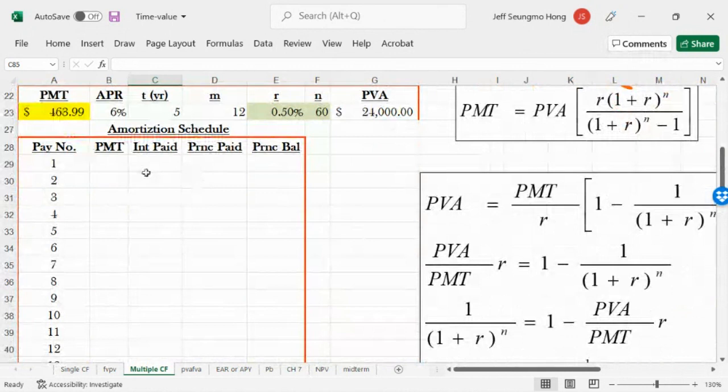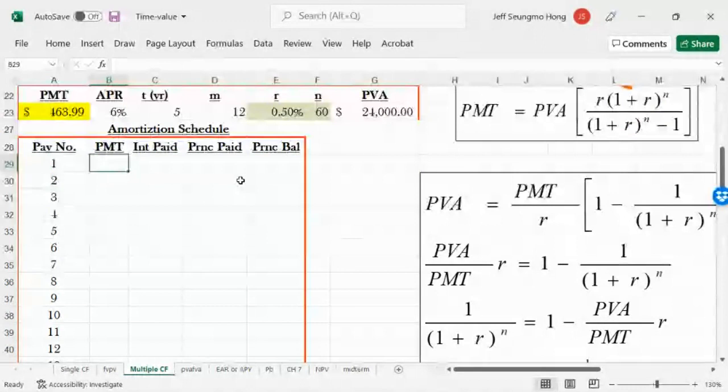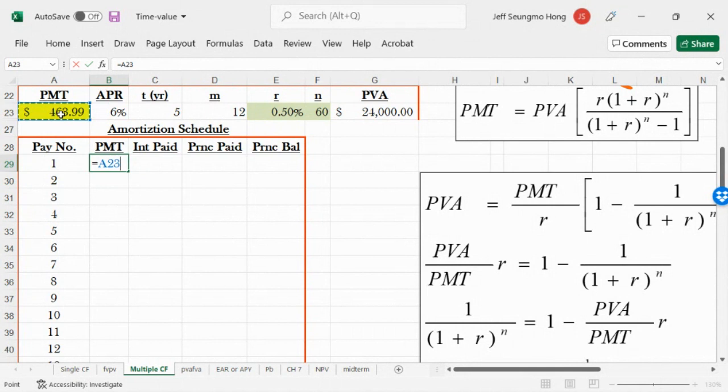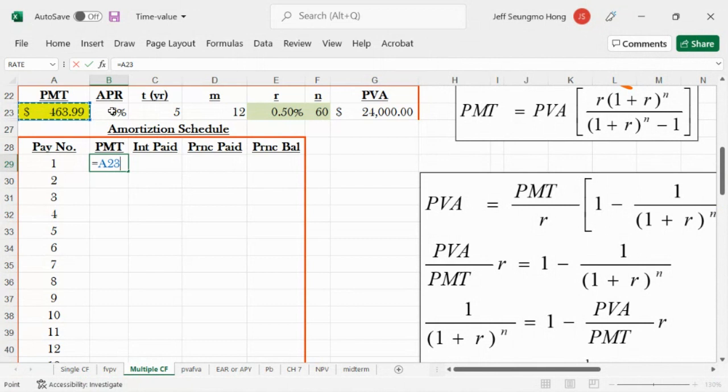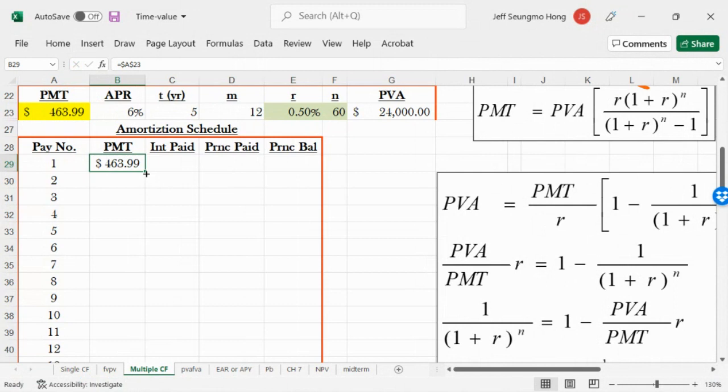we need to put the payment there. The payment is this one, and you're going to lock it. Function key F4, I'm sorry, not F3. And this is important because if the cell is not locked, then as you drag it down, the next ones will be A24, A25, A26, and you don't want that to happen. So you lock it, and then you drag it down.